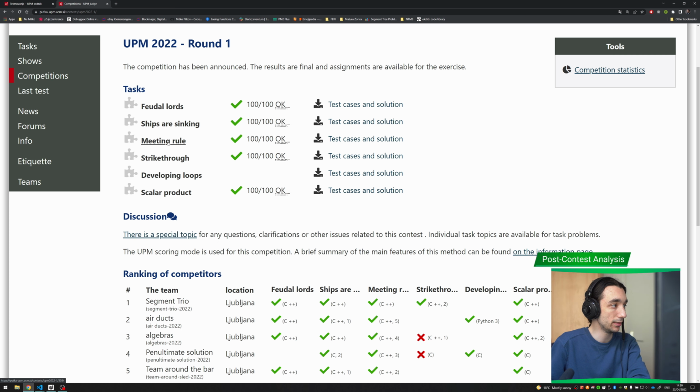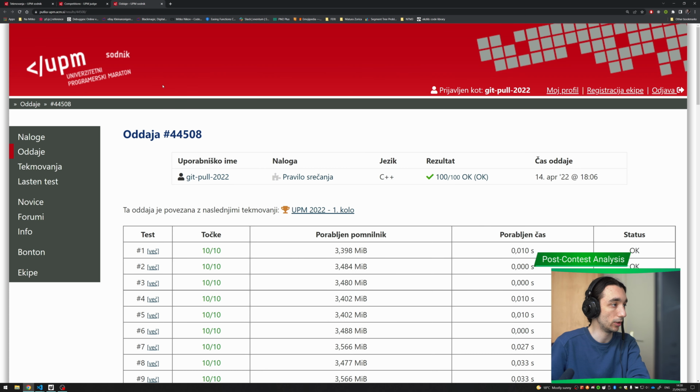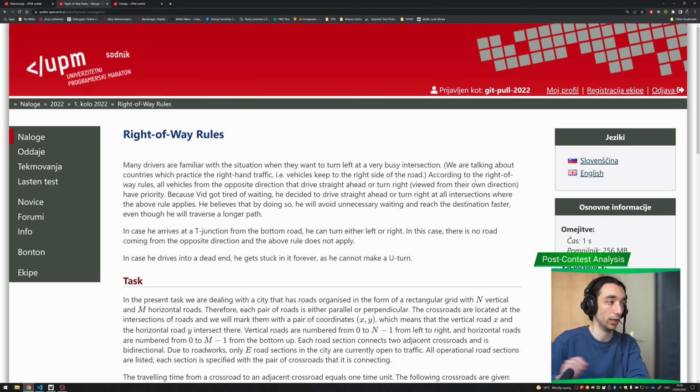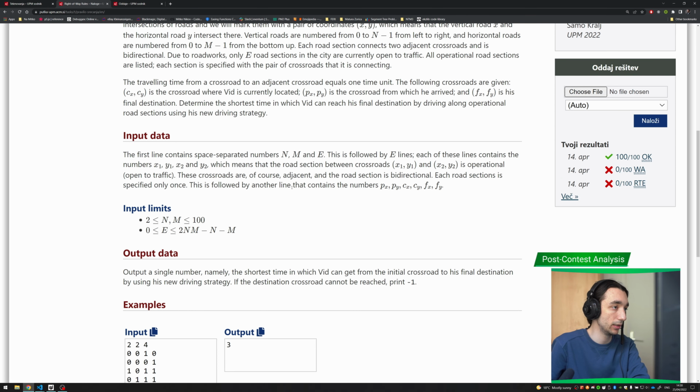Another problem is this meeting rule problem. Oops, let's not show the solution before. If you want to solve all of the problems, I would suggest right now is the time to, because those two problems everyone can solve. Right now is the time to go and try yourself on the more complex problems. You've seen until now the problems were easy. Now it becomes a bit more complex. Okay, this problem is not that complex.